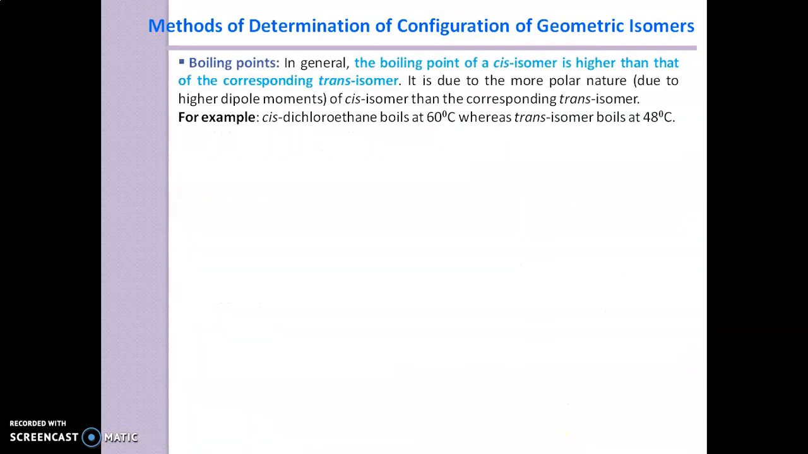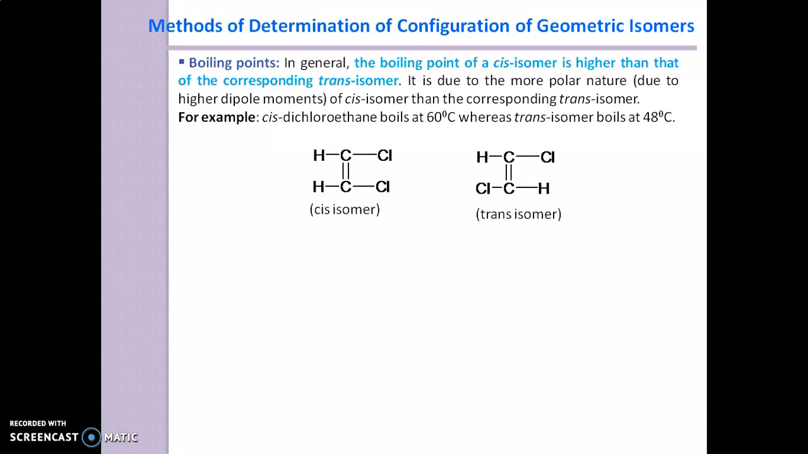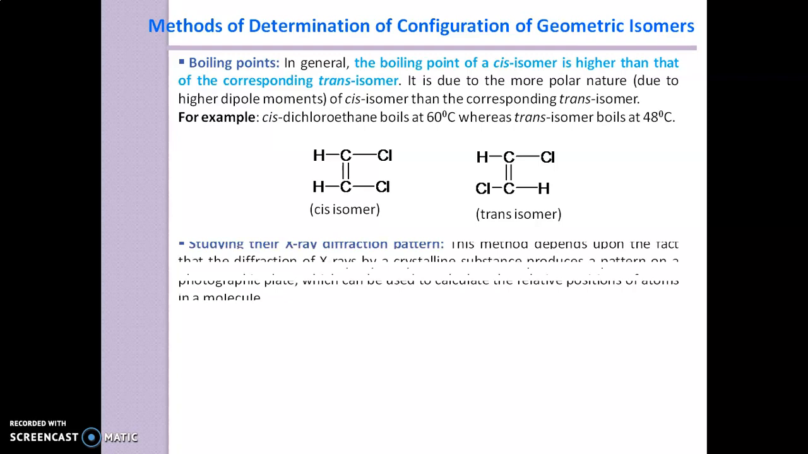Moving to the next physical property, boiling point. In general, the boiling point of a cis isomer is higher than that of the corresponding trans isomer. It is due to the more polar nature of the cis isomer than the corresponding trans isomer. For example, cis dichloroethene boils at 60 degrees centigrade whereas the trans isomer boils at only 48 degrees centigrade. Here is the structure of this dichloroethene, cis isomer and trans isomer.